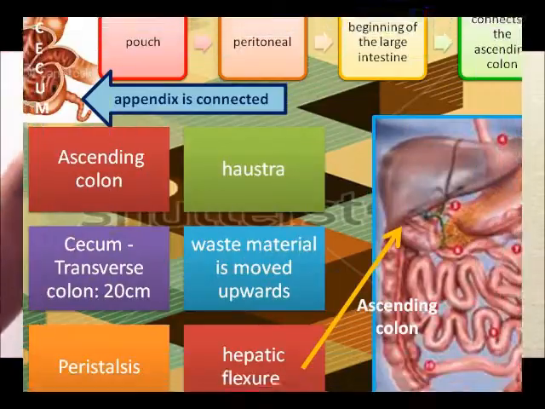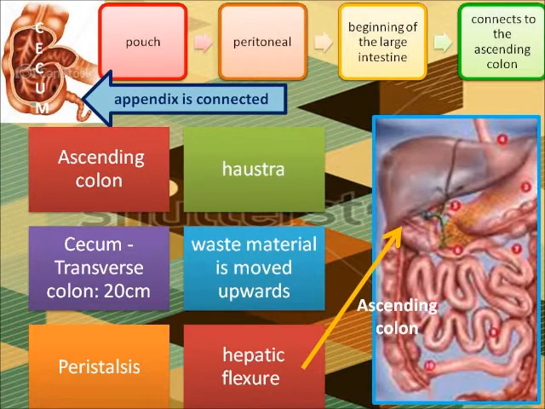The cecum is a pouch and is a peritoneal organ. It is the beginning of the large intestine and connects to the ascending colon. Here we can find the appendix connected. Next is the ascending colon. It's formed by the haustra. It goes from the cecum to the transverse colon and is 20 centimeters long. The waste material is moved upwards by peristalsis, and when the ascending colon arrives at the liver, it forms the hepatic flexure.